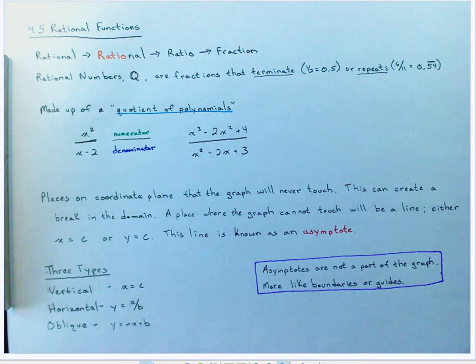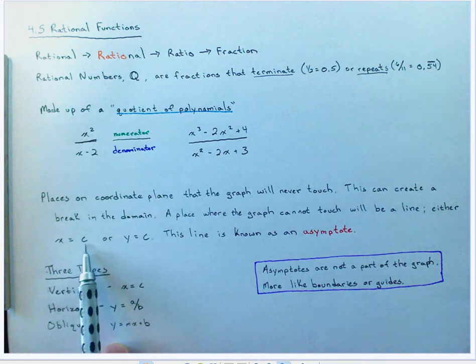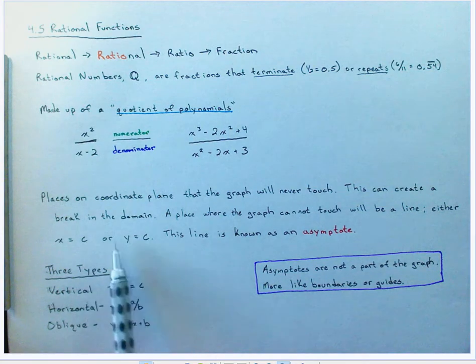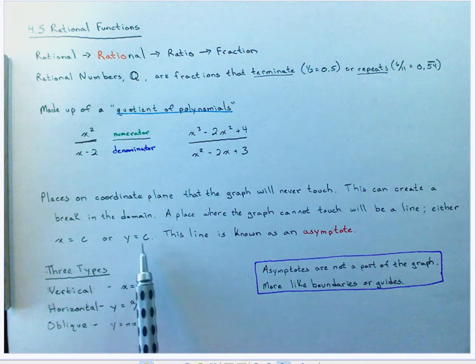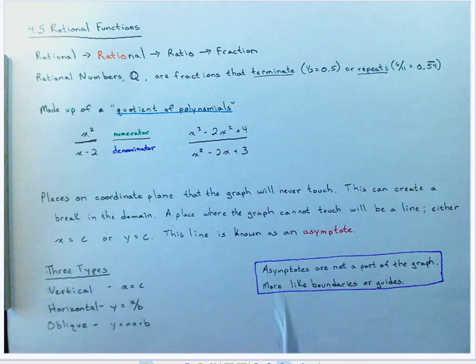A place where the graph cannot touch the line will either be labeled something as simple as x equals c, where c is a number, so just a basic vertical line that intersects the x-axis at c, whatever number that is, or a horizontal line such as y equals c, whatever number c is. This line is what we know as an asymptote. Now we can also have some that we call slanted, where they're not just perpendicular to one another, such as vertical and horizontal. We can have it where there is a slant, and we call that the oblique, which leads us into the three types.